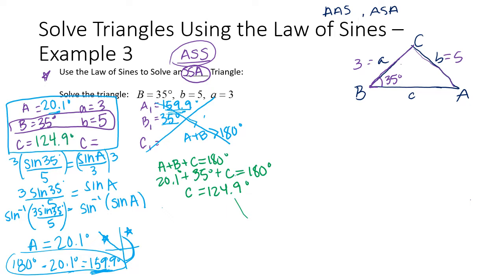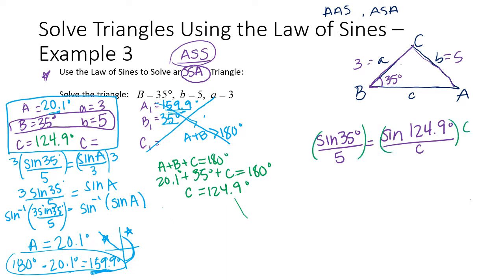And then we can set up our ratio to solve for angle C, or side C. So I know sine of B, which is 35, divided by side B, which is 5, equals the sine of angle C, which is 124.9, divided by side C. So multiply both sides by sine C. We get C times the sine of 35 degrees all over 5 equals the sine of 124.9 degrees.